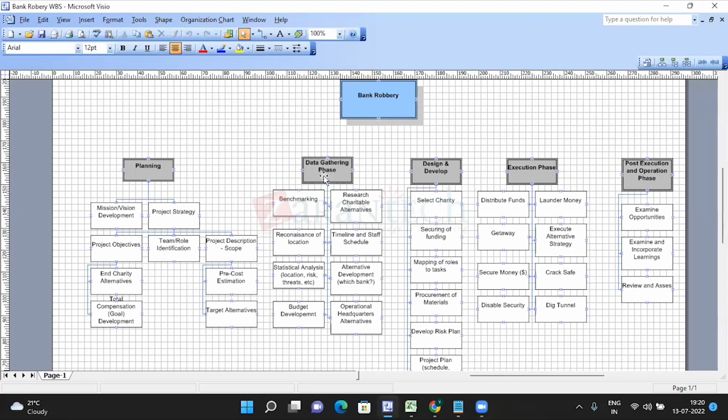Data gathering, like your benchmarking. Benchmarking is comparing yourself with others, like which bank is good or something. Choose the bank or choose the tools or software. Research charitable alternatives, if any.